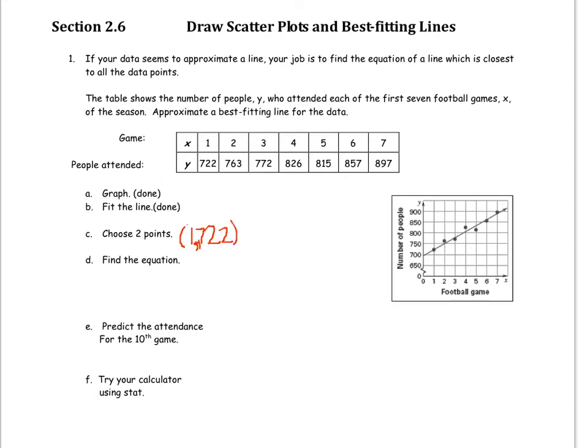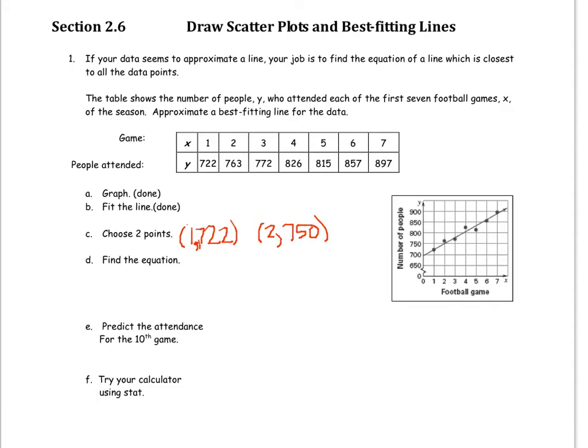And my other point, I want another point on the line, but none of these other ordered pairs are on the line, so I'm going to pick this spot right here because that looks like it crosses pretty much exactly at the point 2, 750. So I'm going to use that point. Even though it's not one of my data points, it does cross my line pretty much exactly. So 2, 750, I'm going to use that point.